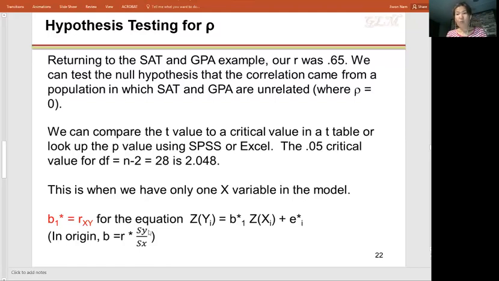So in the simple regression, B1 star is the same as R. But in multiple regression, we do not have this formula because we have multiple B1, B2, B3, something like that. So this formula is only working well in simple regression. Okay.